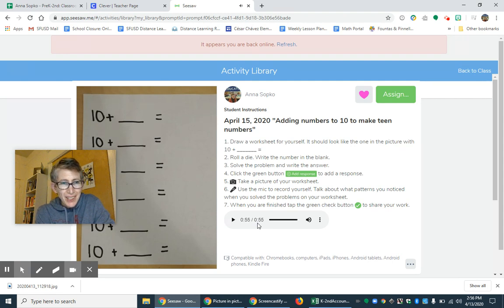Got it? So, when you're done doing your worksheet, you're going to go into Seesaw, take a picture, and record yourself talking about what patterns you notice when you make teen numbers.